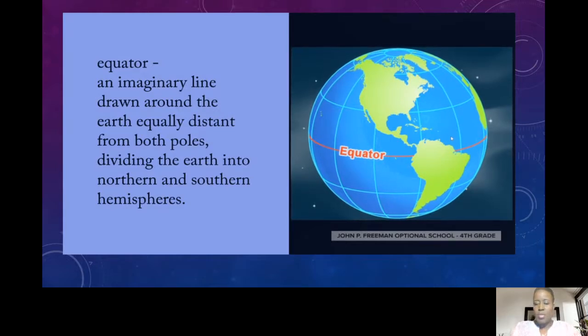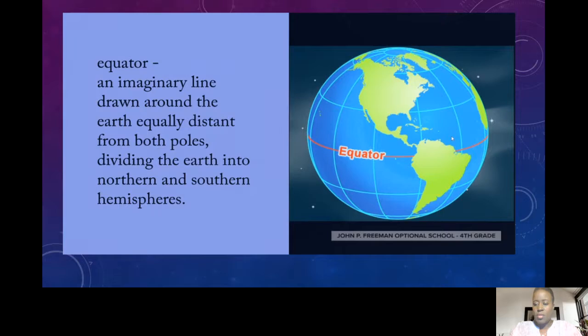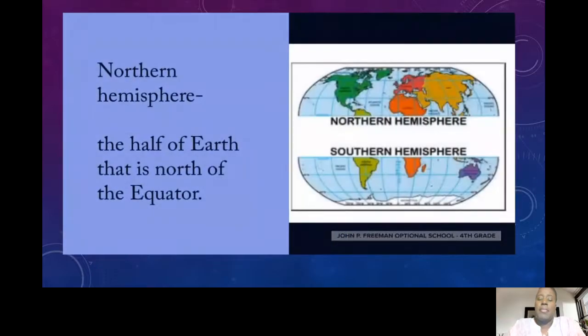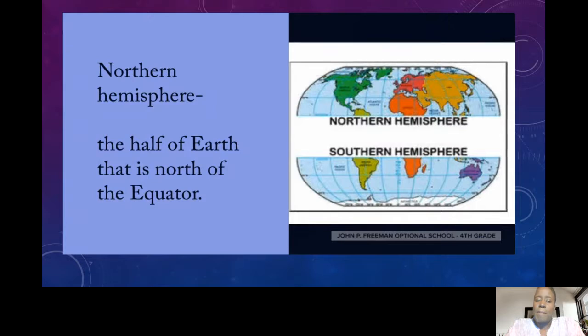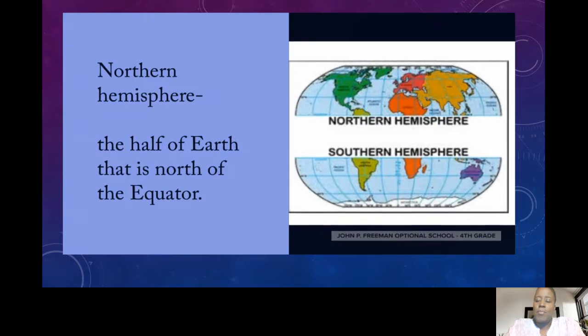Equator, an imaginary line drawn around the Earth equally distant from both poles, dividing the Earth into northern and southern hemispheres. Northern hemisphere, the half of the Earth that is north of the equator. Take a look at our picture. What continents do you see in the northern hemisphere?